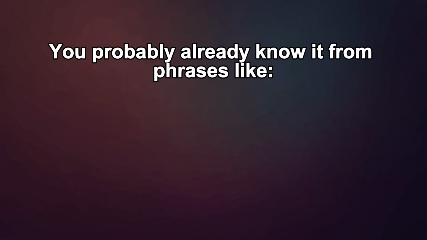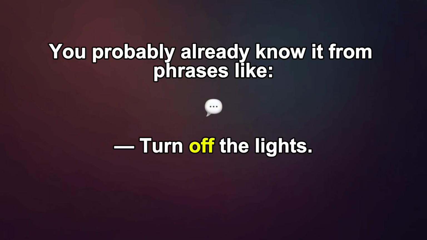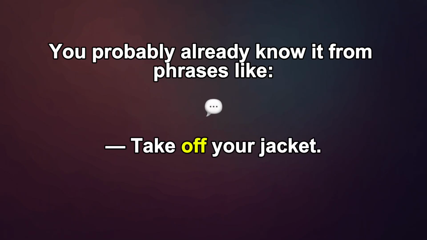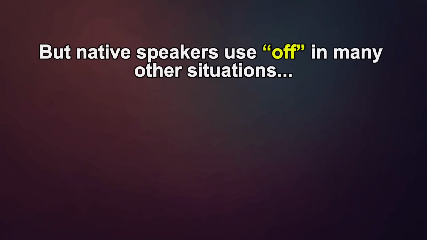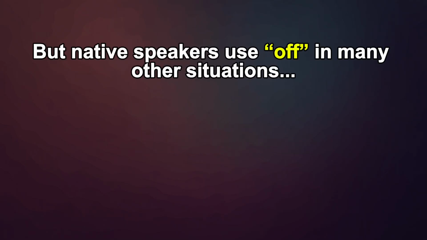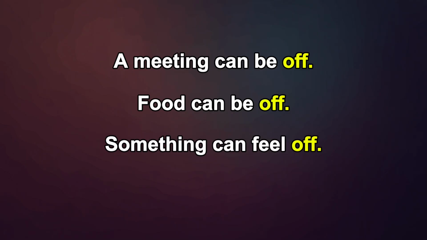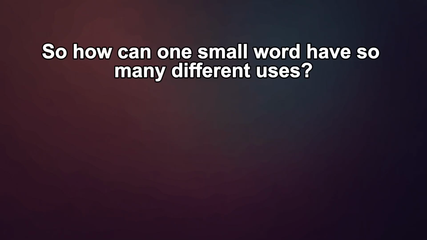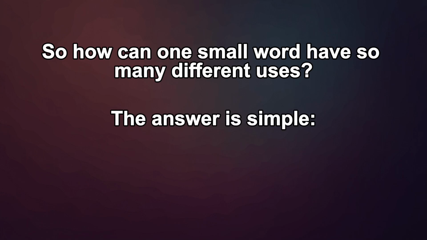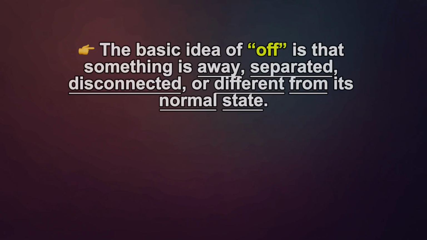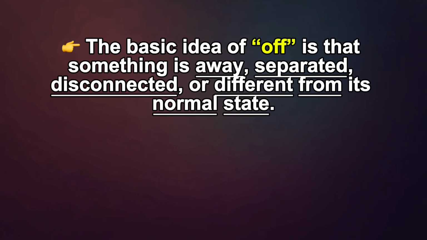You probably already know it from phrases like, turn off the lights, take off your jacket. But native speakers use off in many other situations. A meeting can be off. Food can be off. Something can feel off. So how can one small word have so many different uses? The answer is simple. The basic idea of off is that something is away, separated, disconnected, or different from its normal state.